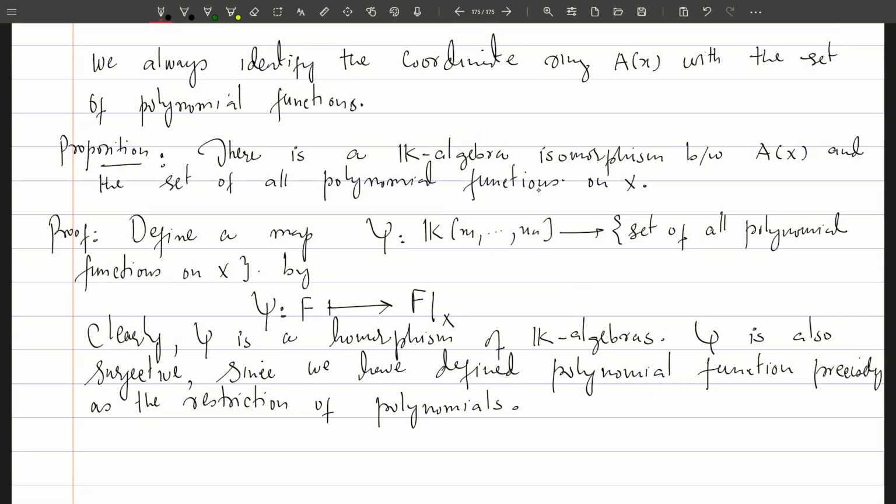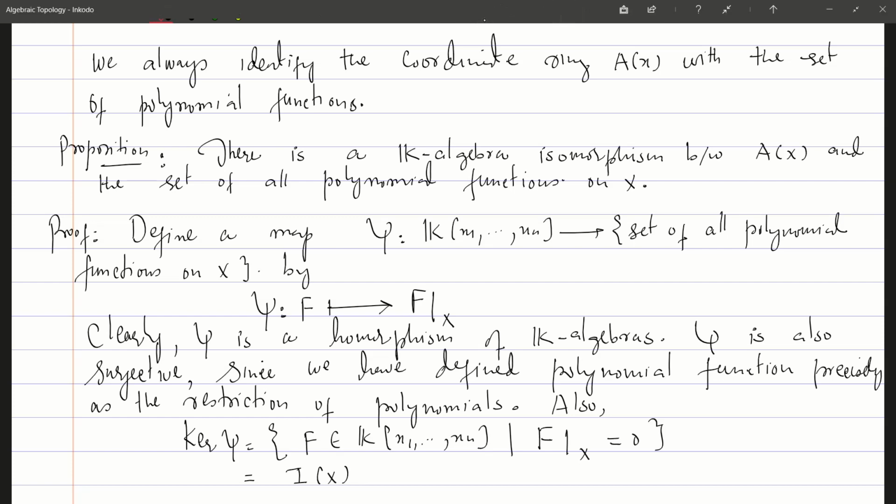So now to exhibit the kernel of psi. If we look at the kernel of psi, it is the set of all polynomials f in the polynomial ring in n variables such that the restriction of f over X is 0. I mean f vanishes everywhere on X, which is the same as the ideal of X, the vanishing ideal of X.